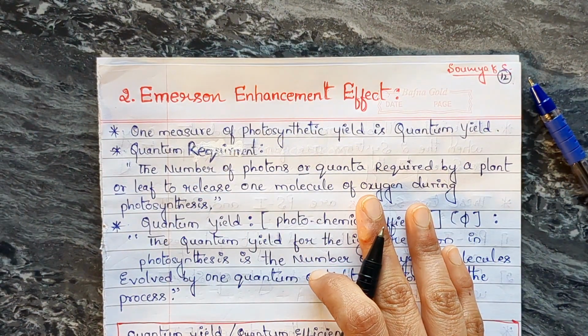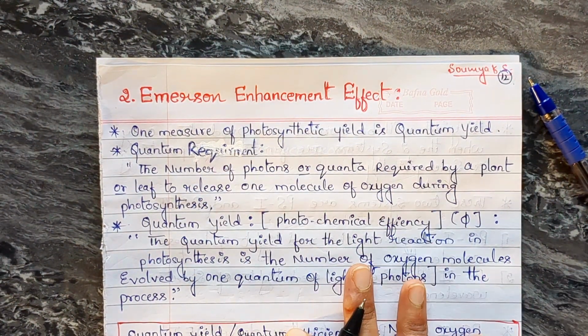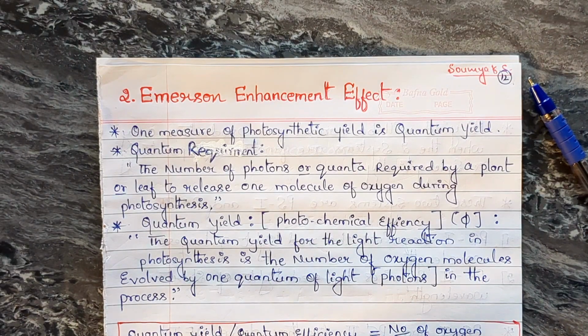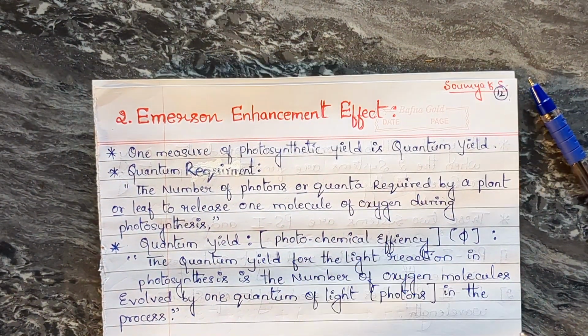What is this Emerson enhancement effect? Emerson is a scientist. He did an experiment on quantum yield. What is that quantum yield? We will learn about that. We are talking about photosynthesis, right? Now there is a question: how are we going to measure how much photosynthesis has occurred in a plant or a leaf?